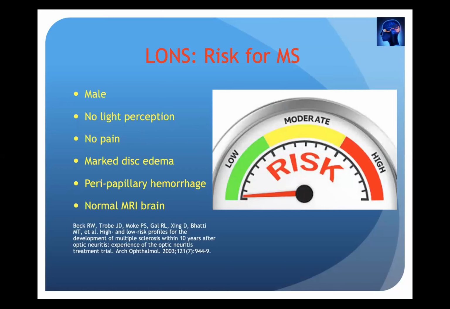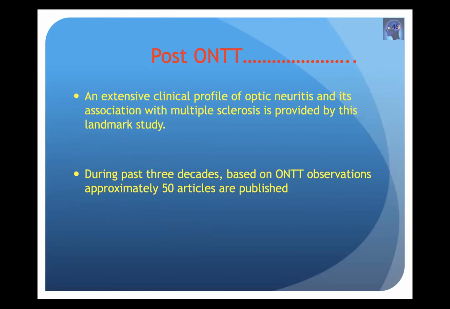According to LONS, male gender, no light perception at presentation of optic neuritis, no pain at presentation, marked disc edema, peripapillary hemorrhage, and normal MRI scan are associated with low chance of developing MS after a bout of optic neuritis. An extensive clinical profile of optic neuritis and its association with multiple sclerosis is provided by this landmark study. During past 3 decades, based on ONTT observations, approximately 50 articles have been published.